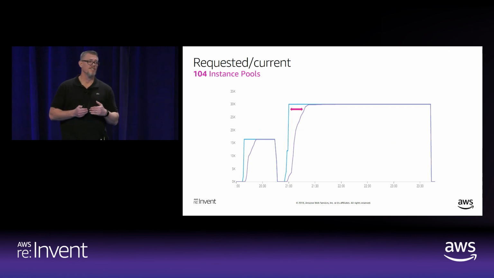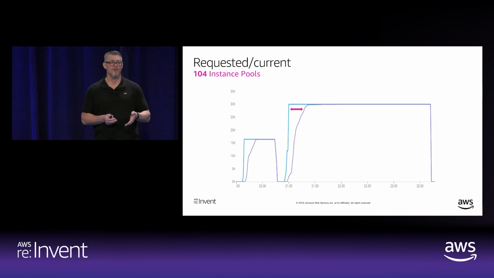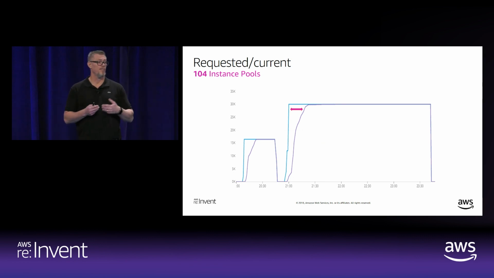So the only change we made was we changed our launch specification, and we added more spot instance pools to it. That's all we changed. And by making that simple change, we reduced the startup time of our fleet to about 15 minutes. So we got a 70% speed up in the startup time.